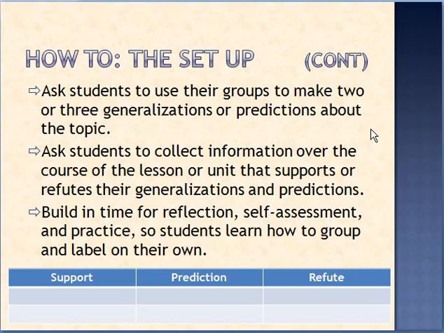As the unit progresses, students are asked to collect information over the course of the lesson or the unit that is supposed to refute or prove their generalizations and predictions. In order to do all this, the teacher has to build in additional time for self-assessment and reflection, so the students can organize the information which supports or refutes those predictions, and also build additional time for students to practice, because they are not going to be able to group and label right away. It is going to take them some time to do it.